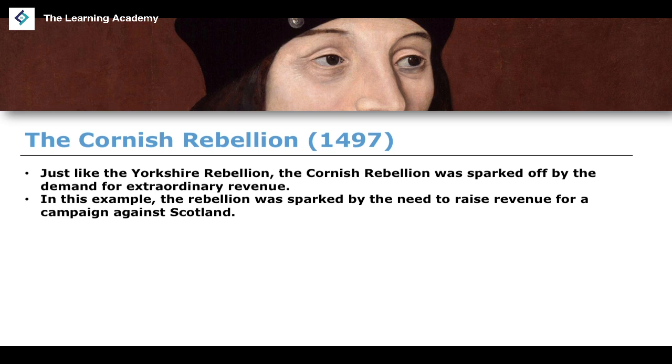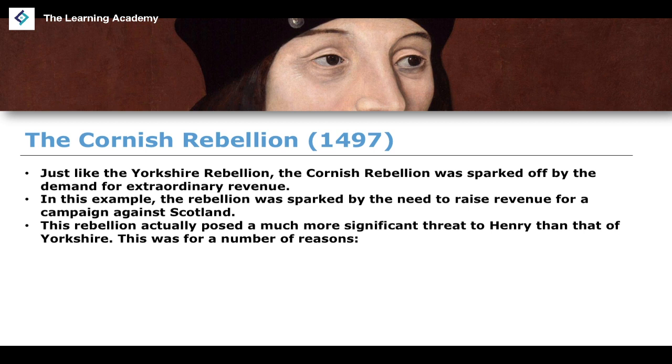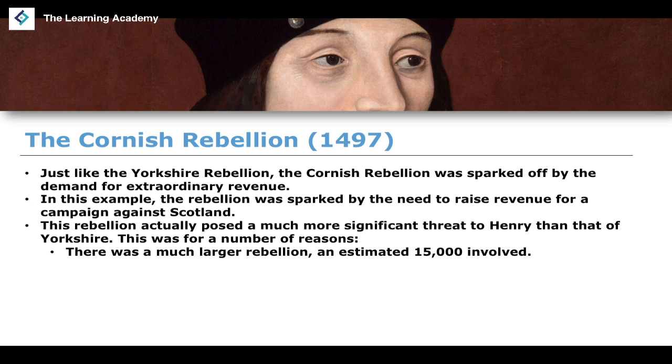And the reason why we know a lot more about the Cornish Rebellion than we do about the Yorkshire Rebellion is because it posed a much more significant threat to Henry. There are a few reasons for why it posed more of a threat. It was a much larger rebellion, for a start. Around 15,000 people were involved in it.